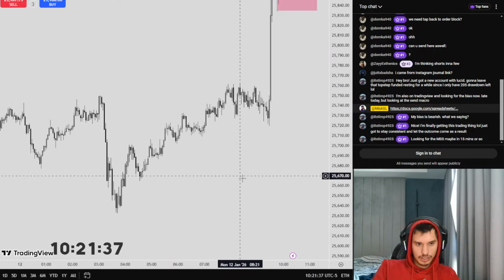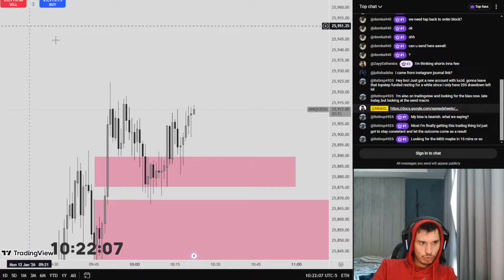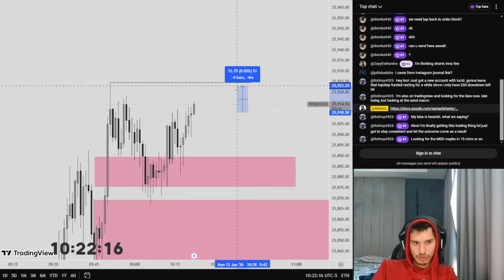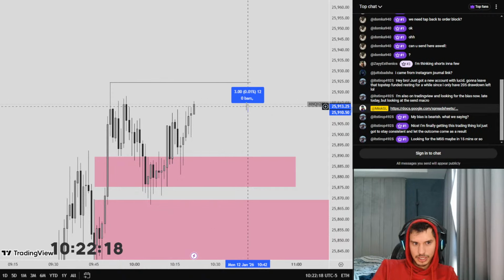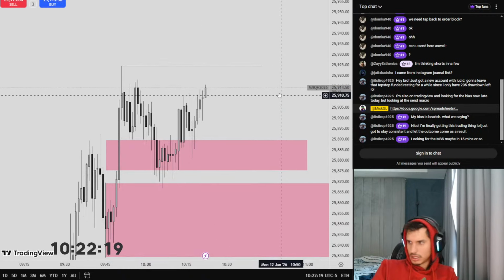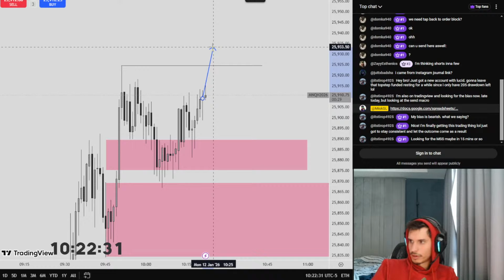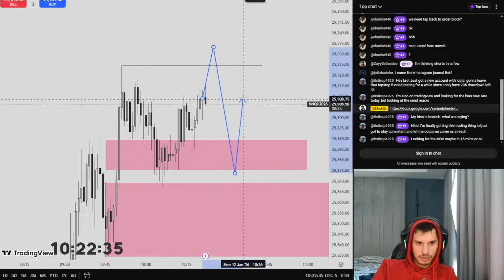We could get a forever model type scenario where we sweep this high, possibly with an SMT, which we are going to get because ES is not even close to taking this high, and NQ is just about to take it. Let's draw the hypothetical scenario of what we want to see if we're bearish. We sweep this high with SMT, forever model type beat, and then we displace lower.